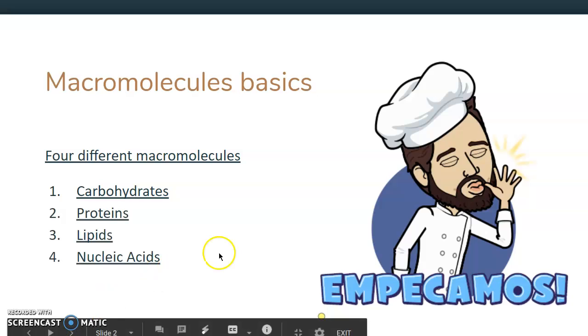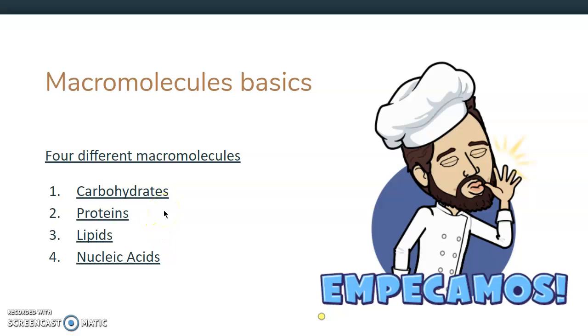lipids, and nucleic acid. Another good reminder is if I have it underlined, that's just a good thing that I would love for you guys to be writing along in your notes. If you are taking notes in your notebook, I highly recommend that you do. This is the most important information that I want you to be doing.